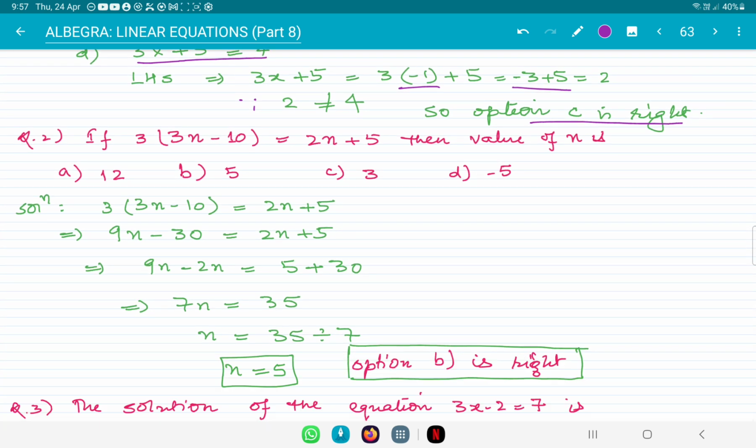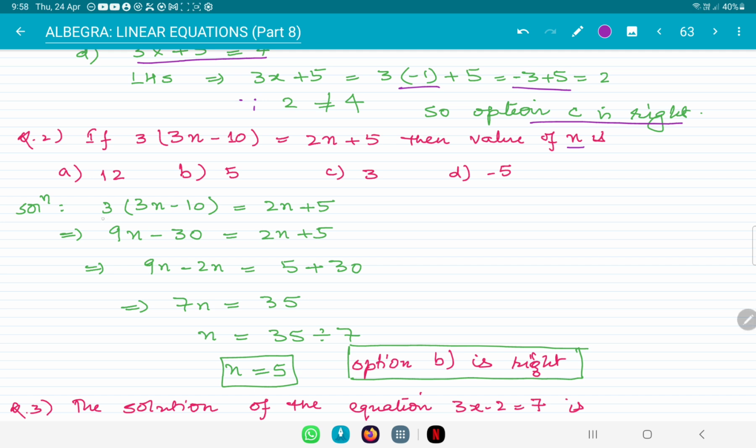Now we are doing the second question. If 3 (3n minus 10) equals 2n plus 5, then find the value of n. So how will we do this question? First we will use the distributive law, so that our equation will be framed, and then put the variable on one side and the constant on the other side, and make the coefficient of the variable 1. Or try to do it in such a way that the coefficient of the variable is 1.